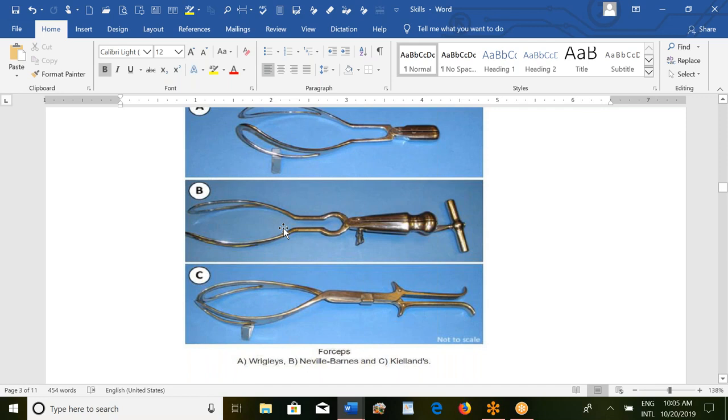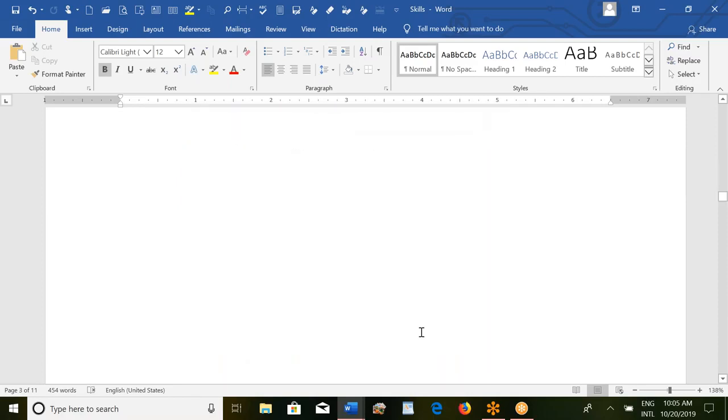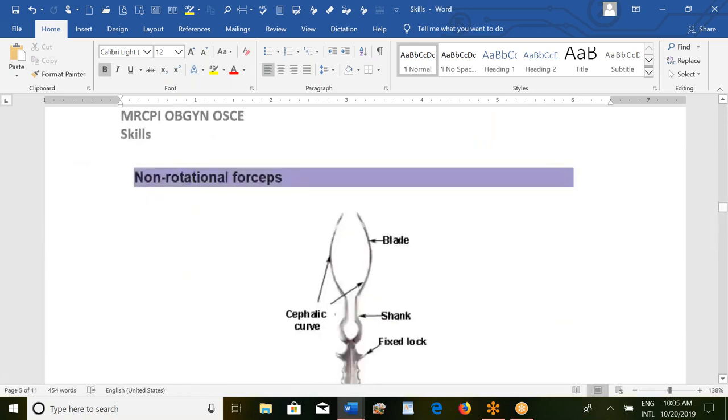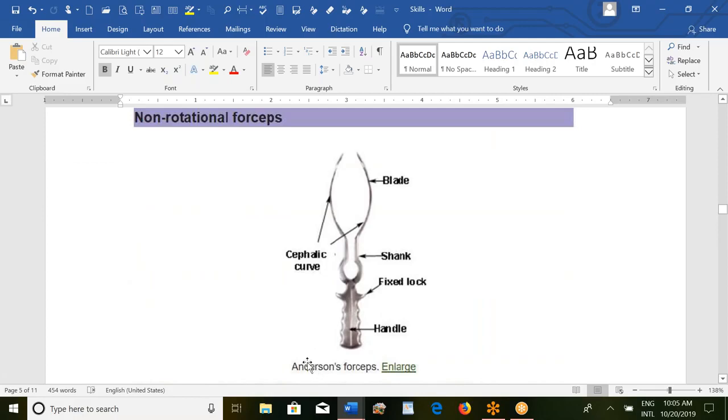Piper forceps we are using in cases of, nowadays I have never seen anyone using them, but the previous indication was that these are used to deliver the after-coming head in cases of breech presentation. And this is Kielland forceps. You can see the locks, the shaft, that you can lock it, and they are heavy and they have got a long shaft and handle also. So if they ask you to describe, forget the name of the forceps, just tell them these are the blades, curves, this is the shank, this is the fixed lock, and this is the handle.